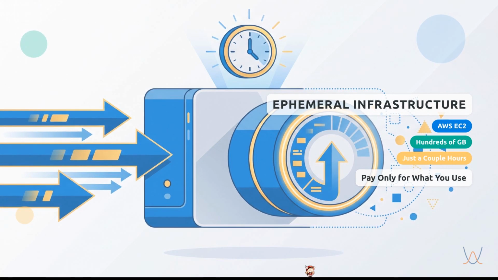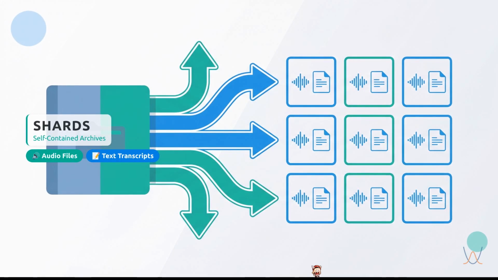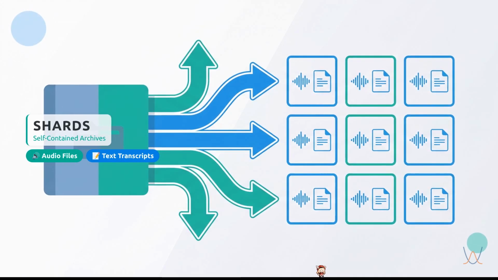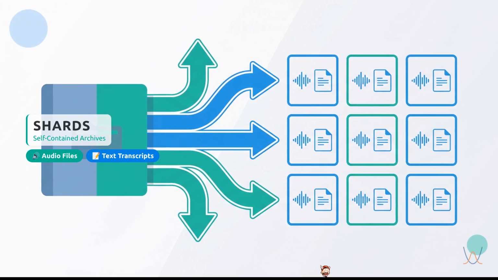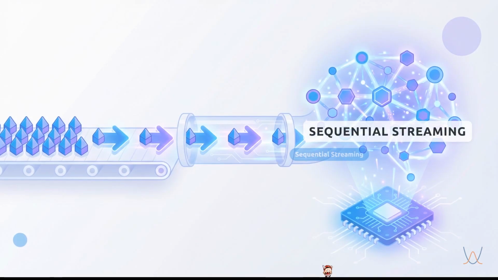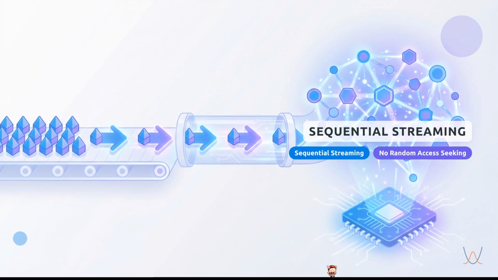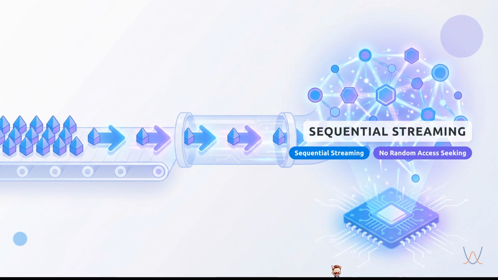Pay only for what you use. The restructuring step is key. We break the dataset into shards, self-contained compressed archives. Each shard bundles everything it needs: the audio files and their matching text transcripts side by side. This lets us stream data into the training loop sequentially without random access seeking, which is ideal for storage-heavy training workloads.